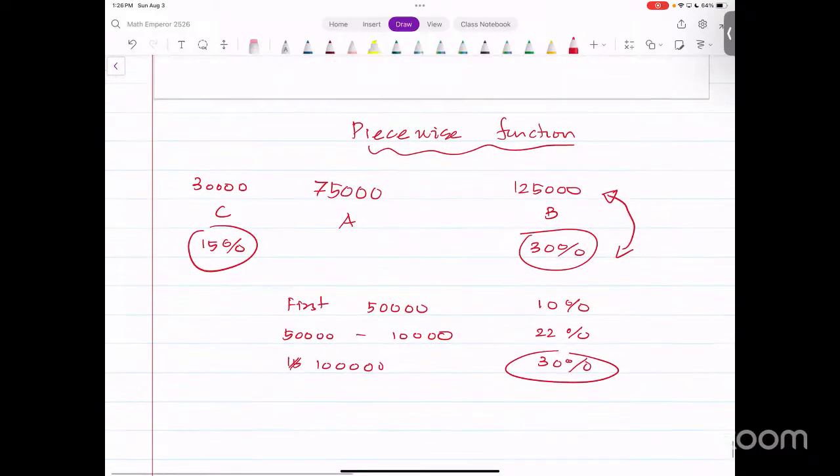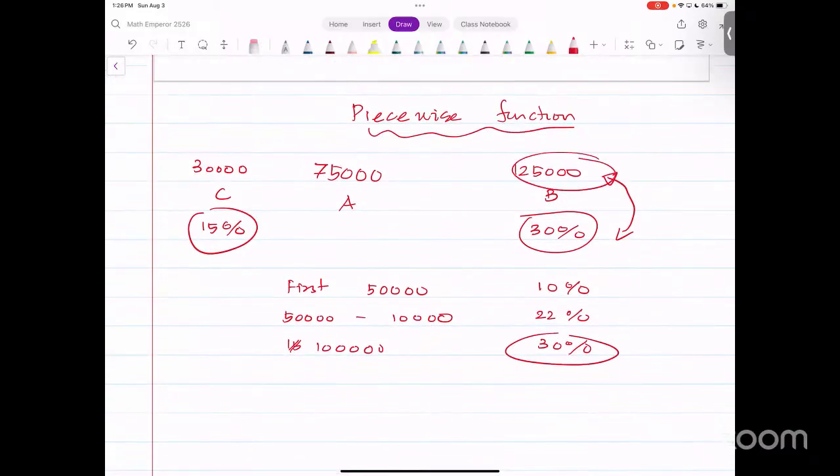So in other words, his tax is not going to be a flat 30%, because 125,000 can be broken into the first 50,000, another 50,000 falling into this category, and that last 25,000 falling into this category, isn't it? Have you seen that picture? So we will apply 10% here, 22% here, 30% here. This is called a piecewise function because you cannot have a simple formula for this. Based on a different x value, the function changes.